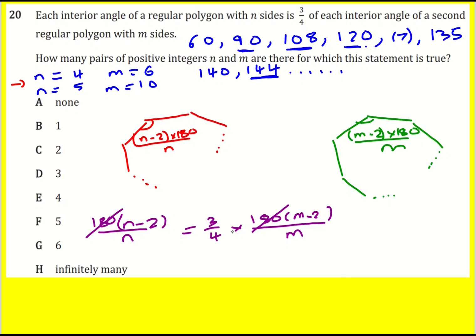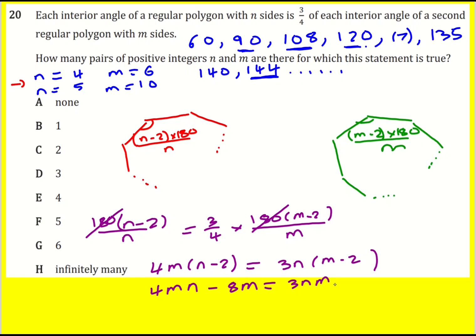I'm going to times through by m, by n, and by 4. So that will give me 4m times n minus 2 equals 3n times m minus 2. And then let's expand the brackets. We've got 4mn minus 8m equals 3nm minus 6m.